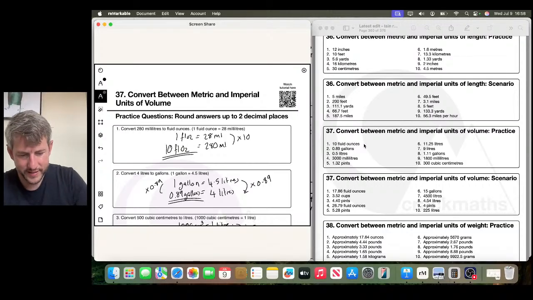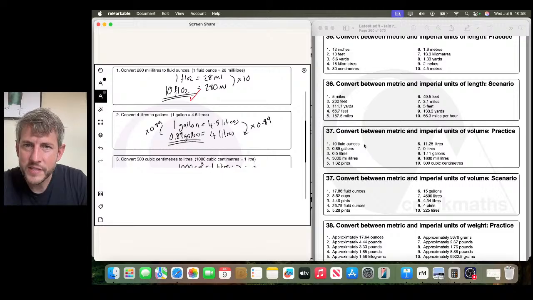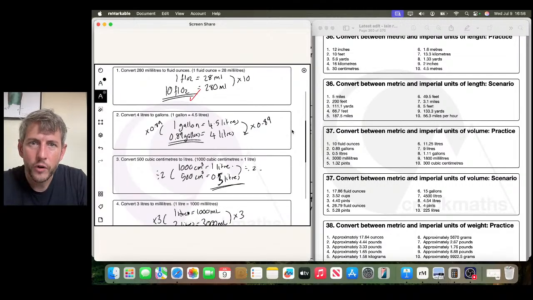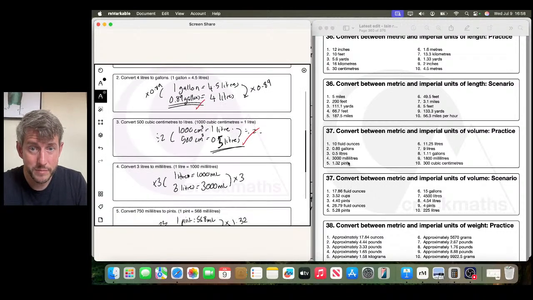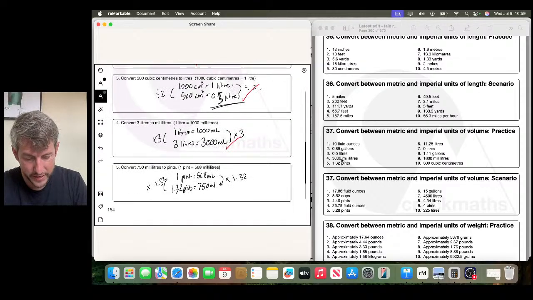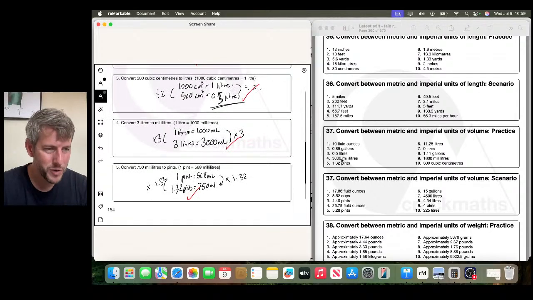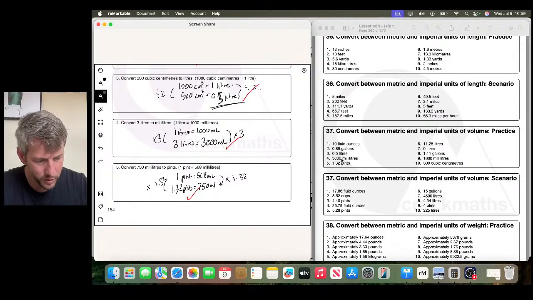10 fluid ounces for the first one. Excellent. This second one here, we have got 0.89 gallons. Yeah, we agree. 0.5 litres. We agree. Okay. 3,000 millilitres. We agree. And 1.32 pints. We agree with that as well. Okay, wonderful. Right.